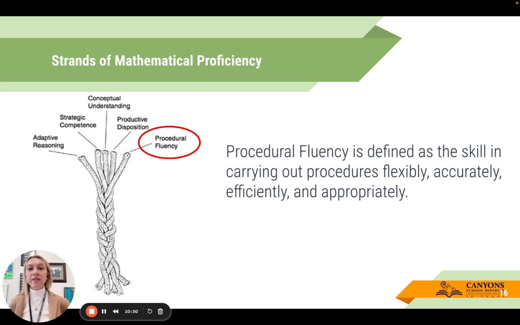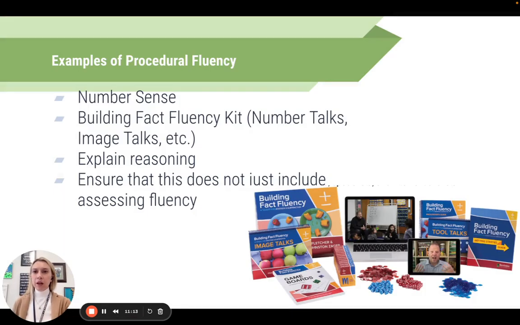So the way that it is defined in the strands of mathematical proficiency is it's the skill in carrying out procedures flexibly, accurately, efficiently, and appropriately. So this is something that means that there's more than one way that we can solve 4 times 3, for example, and having a plan of how we want students to be able to do that is really the key of procedural fluency. So some examples of that, again, are number sense.